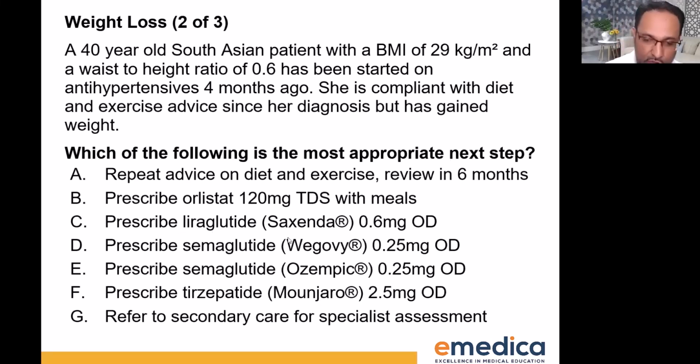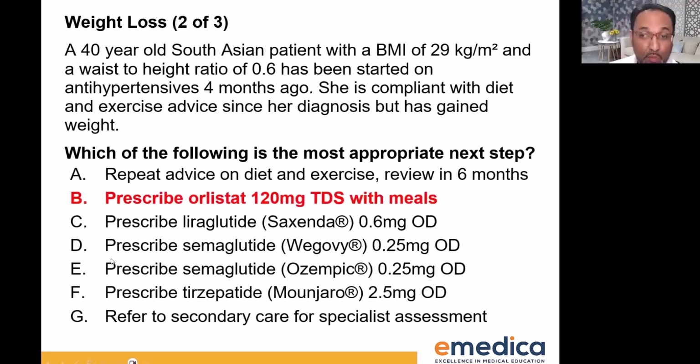Now, for those of you sitting MRCGP, it's important to remember that this is a GP exam. So if the question says prescribe, it means that you're prescribing it. Whereas, for example, there are some things that someone might meet the threshold for prescribing, but if it needs to be prescribed in secondary care, then the right answer wouldn't be for us to prescribe it. It would fall under G. The correct answer here, though, is B, prescribe orlistat.